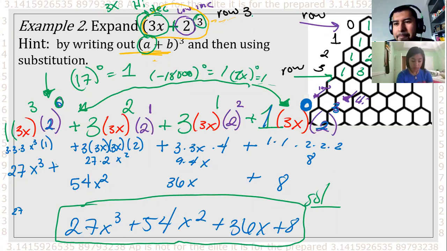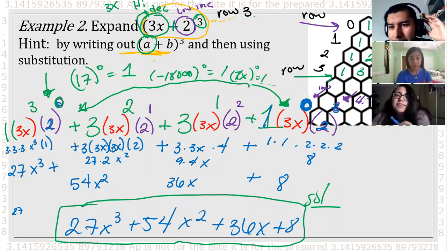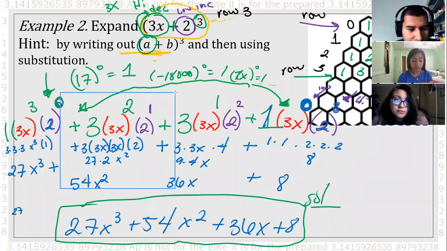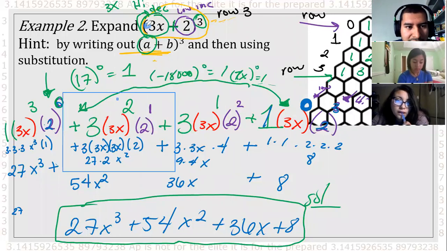Any other questions? What happens when it's a minus sign instead of the plus? Let's say this was a minus sign. I haven't gotten there with you guys yet, but if it was a minus sign, you would have to consider this being negative. So let's look at the second term. Let's pretend the 3 was negative. If that little 3 was negative, it would make that exponent negative.